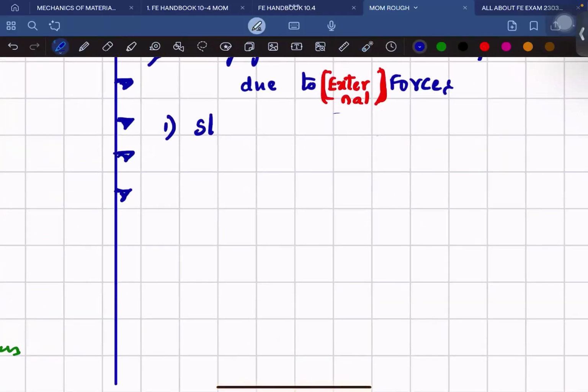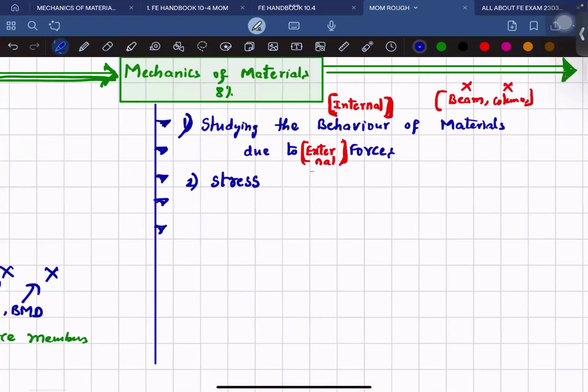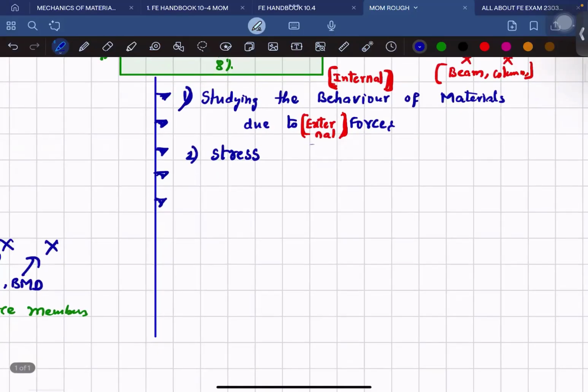Stress is nothing but the internal behavior. So in this subject, we're going to study the stress due to different external forces. And after stress, we'll study strain. Any guess what the strain could be? Strain is the definition of deformation.